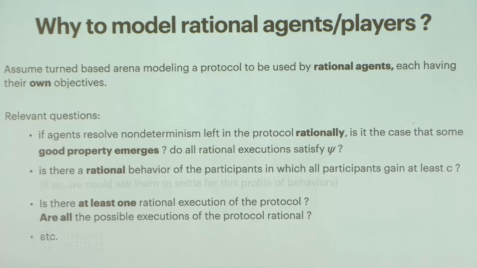So that's the kind of questions that we would like to answer. Is there a rational behavior of the participants in which all the participants have some least gain, at least C, and so on? Then you can also ask more basic questions, like, is there at least one rational execution of the protocol? Or are all the possible executions of the protocol rational? Okay, so we are aiming to answer those questions with algorithms.